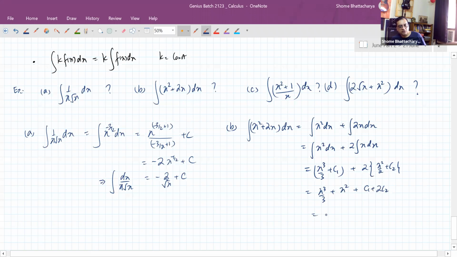Or we can combine these two constants and write it as C, because C1 and C2 can individually take any real values. So their combination C1 plus 2C2 can also take any real number value. So we'll just combine them and write them as a single constant term. So the antiderivative of this function is this.